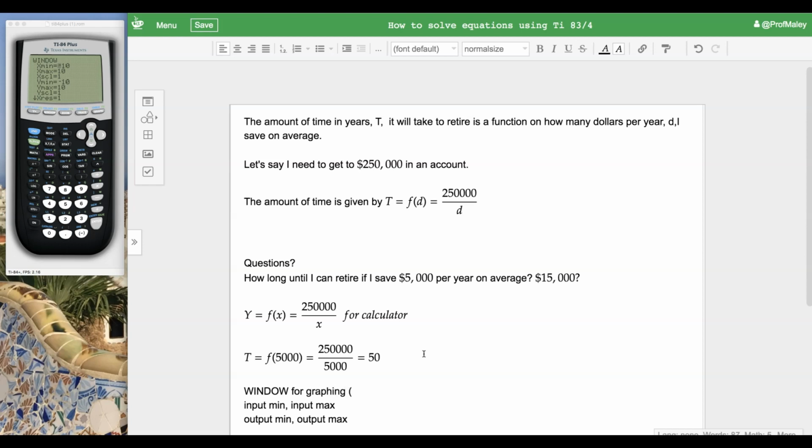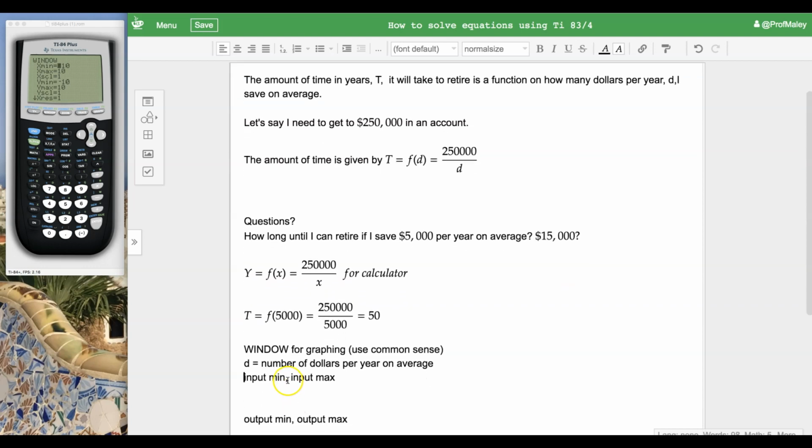So you can typically use common sense, meaning what we understand about the problem. So, having negative years or negative amounts of money being put in probably don't make sense in this context. So what's the input? Input is D, and that is the number of dollars per year on average.